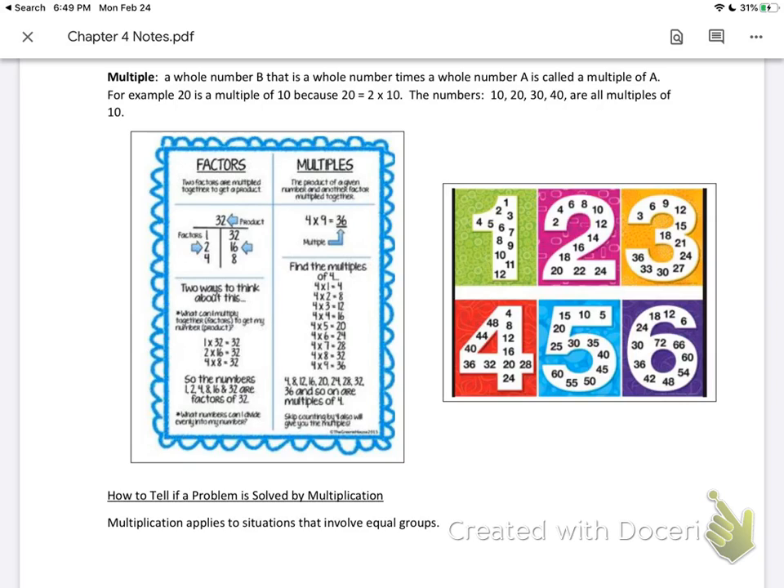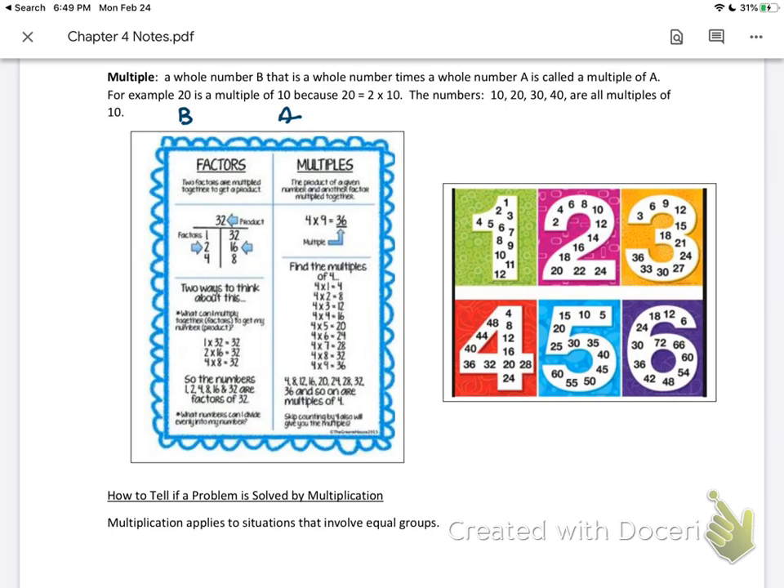So when they talk about a multiple, by definition, a whole number b that is a whole number times another whole number a is called a multiple of a. So you get b by multiplying some number by a. So for example, 20, that would be the b, is a multiple of 10, which would be the a, because 20 equals 2 times 10. So a whole number b that is a whole number times another whole number a is called a multiple.